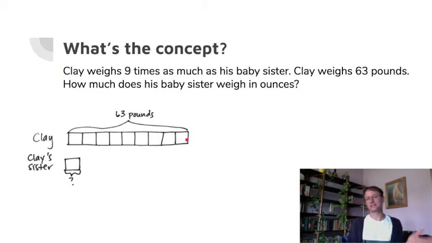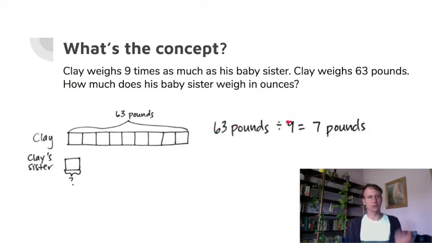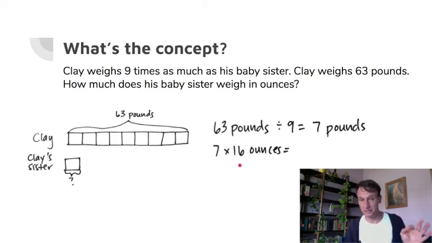So we could say 63 is 9 times what? Also divide, right? 63 divided by 9 is 7. So little sister weighs 7 pounds. Stop and ask, does that make sense? Yeah, baby sister, 7 pounds. 7 pounds is an infant, pretty much, but still, that's a reasonable answer. Okay, so now we need to multiply it by 16 ounces per pound. All right, so this is a 2-stepper, and this is where the multiplicative part comes in, 16 ounces per pound.